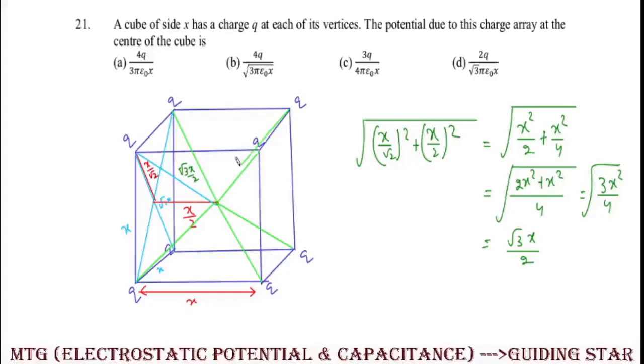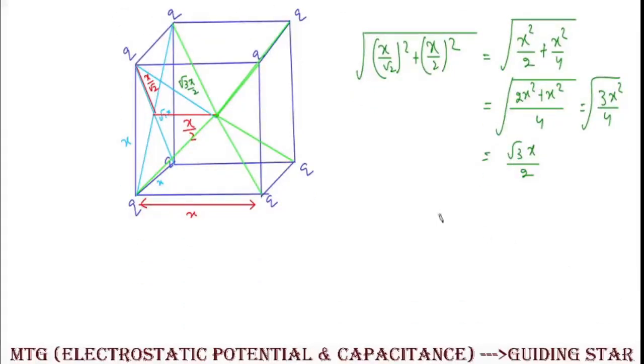ये वाला जो है इससे भी रूट 3x/2 ही मिलेगा। क्लियर? So that means the net potential at this particular location, so net potential at the center will be 8 into potential due to the single charge.